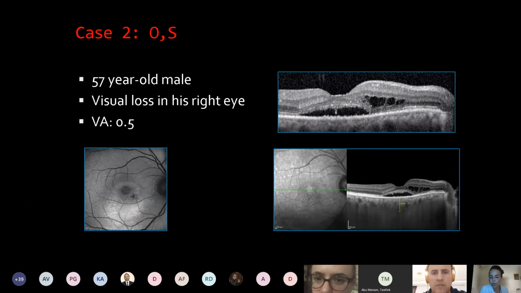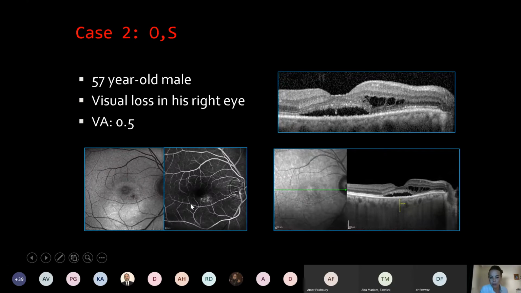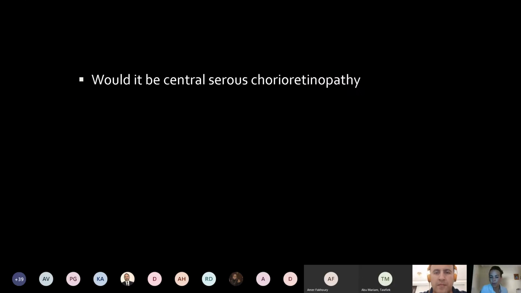In fundus autofluorescence, another typical finding for chronic central serous chorioretinopathy is this hyper-autofluorescence area, due to chronic fluid coming from the center and going to the vascular arcade. In this FA, there are some RPE abnormalities at the beginning, and that's all I have in these pictures.